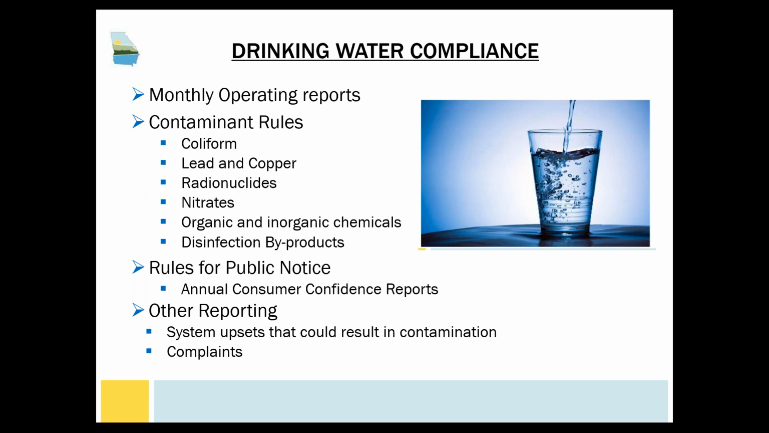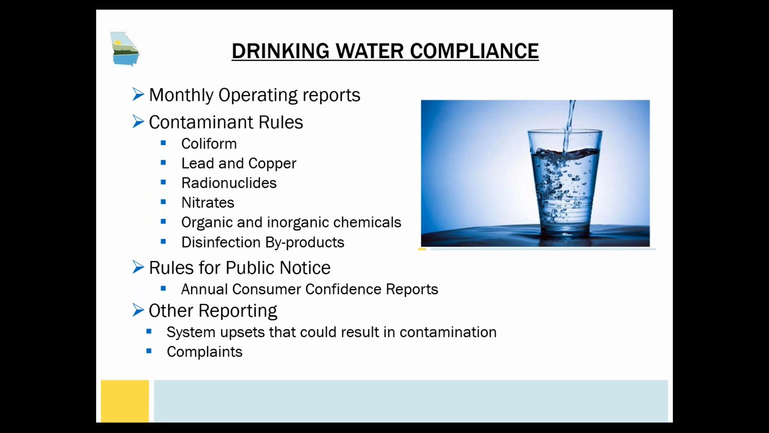complying with the permit. There's also contaminant rules that you need to make sure that you're complying with. And again, these all have their own sampling schedules as defined by EPA. And these are just some of the major ones. So coliform, lead and copper, radionuclides, nitrates, organic and inorganic chemicals. There's a whole lot of constituents and also disinfectant byproducts.